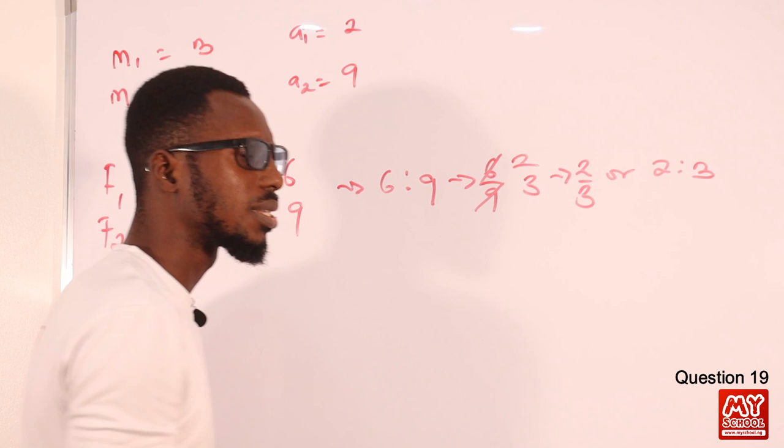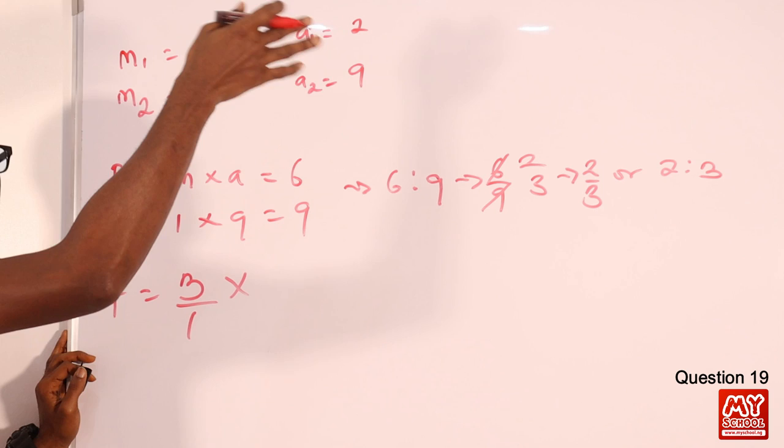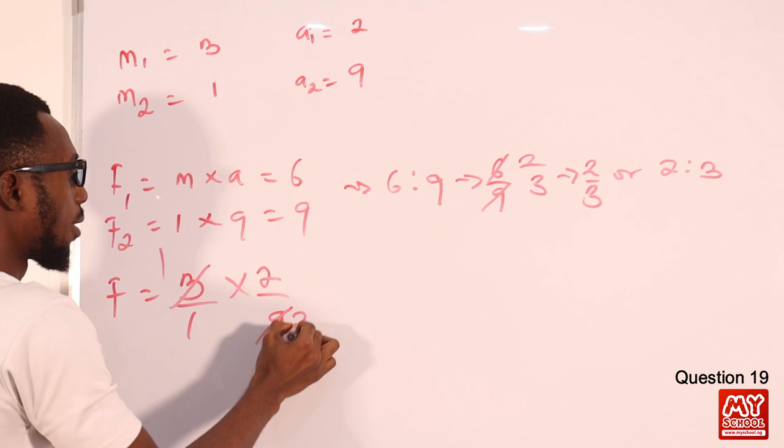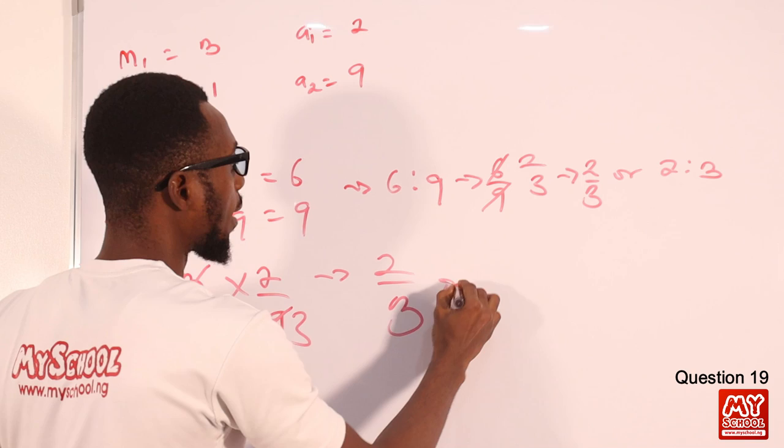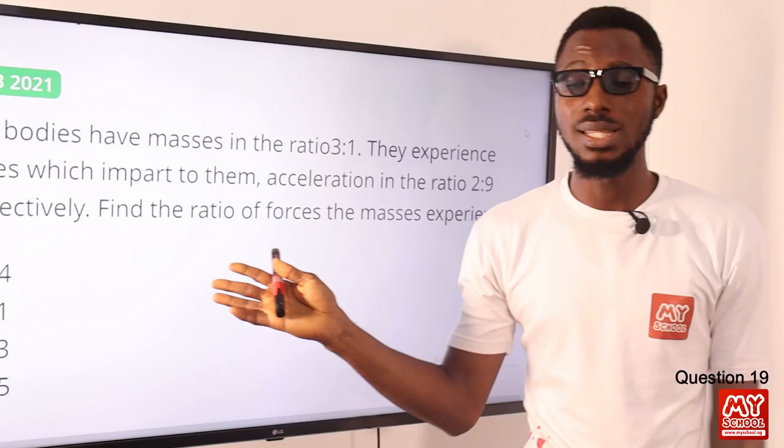Or I can still do it this way as well. I can say my force is equal to mass times acceleration. We know we have 3:1, which is 3/1, times the acceleration 2:9, which is 2/9. I think this is shorter. 3 and 3 cancel, 1 times 2, I have 2, 1 times 3, I have 3. So we have 2/3 or 2:3. Which method works for you? Very well. So 2:3, 2/3, we have that in option C. So option C is the right option.